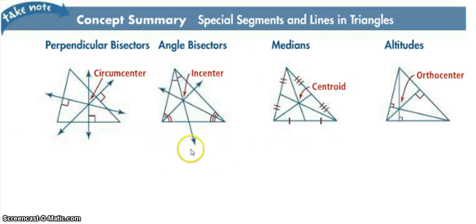This page right here is so important. This part of your notes should get highlighted, starred, something so that you can refer back to it to remember what point matches what lines it came from. Perpendicular bisectors meet at the circumcenter, because remember we can circumscribe a circle. Angle bisectors meet at the incenter, because it will always be in the triangle. My medians meet at the centroid, and my altitudes meet at the orthocenter.